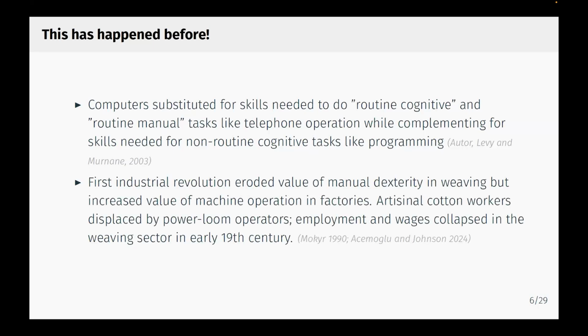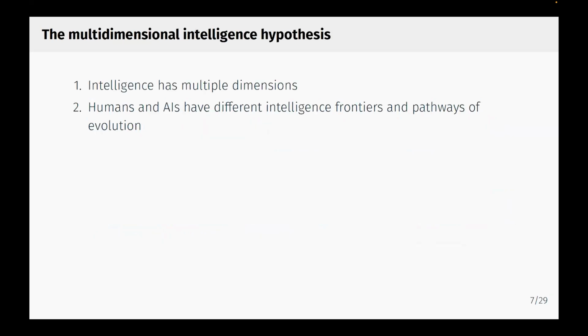This happened during the first industrial revolution, where the machine operation of the power loom basically put a lot of artisanal cotton workers out of work. And there's some pretty striking data in the Acemoglu and Johnson 2024 paper. In the early 19th century, you see pretty large drops in the wages and employment of people working in the power loom sector. But then you also saw the creation of entirely new classes of jobs that required different types of intelligence: operating these machines, maintaining them, building them, etc.